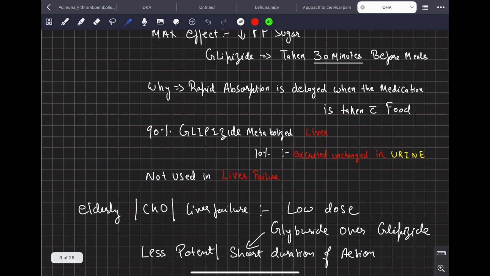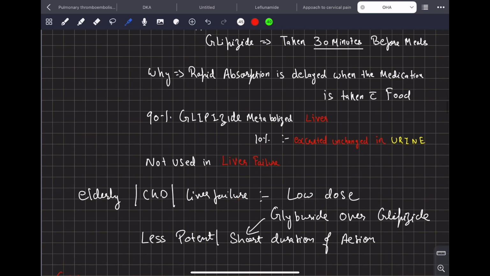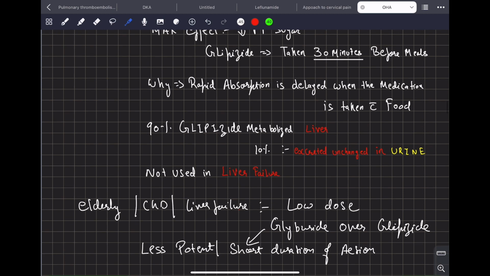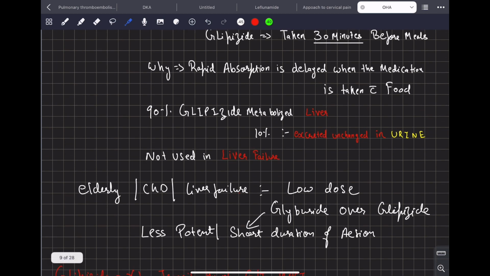So 90% of glipizide is metabolized through the liver, 90, and only 10% is excreted unchanged in urine. So this drug is strictly not used in liver failure, right? Now, if you want to give a sulfonylurea, you can give glyburide in elderly, CKD, liver failure, but in very low dose. Why? Because it is preferred over glipizide.